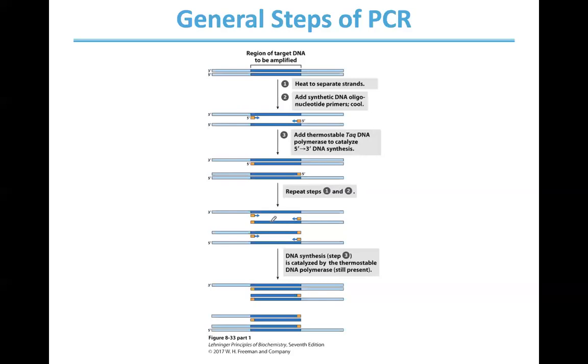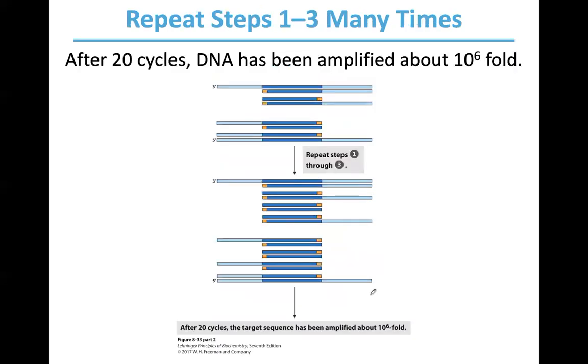Right now you have four strands, and you add the primers. So the primers will form complementary base pairs with each of them. And then you repeat the DNA synthesis, step 3, you add the DNA polymerase. And now you have 8 fragments of DNA. Continue on, repeat steps 1 through 3. 8 becomes 16, and so on and so forth.